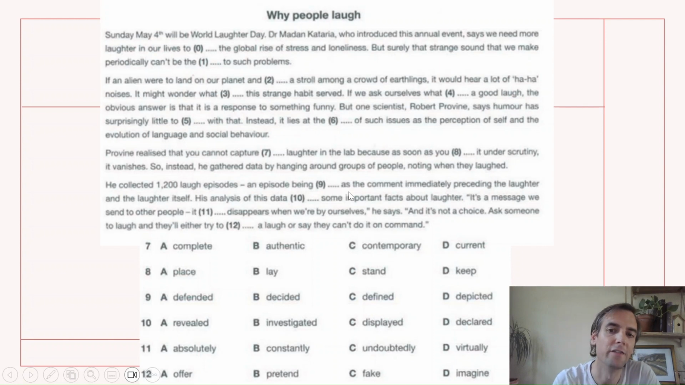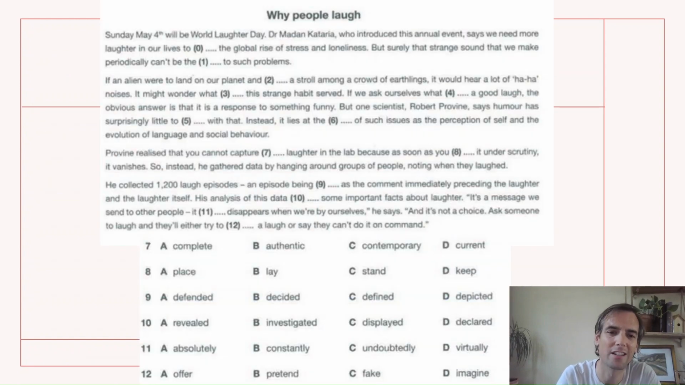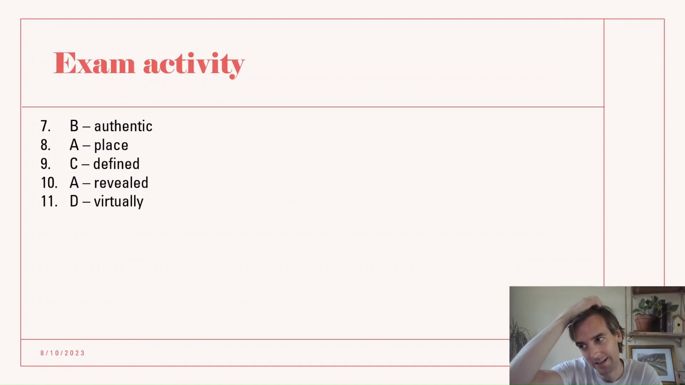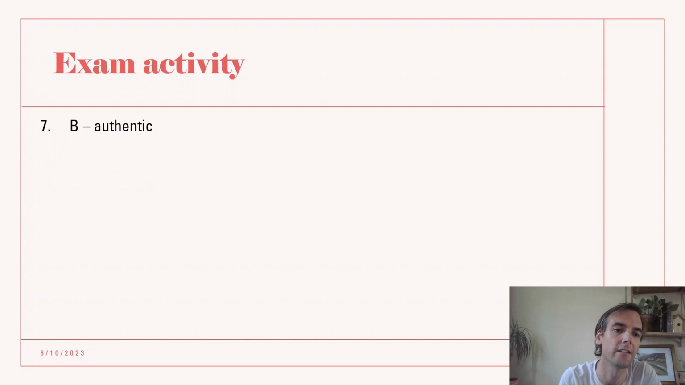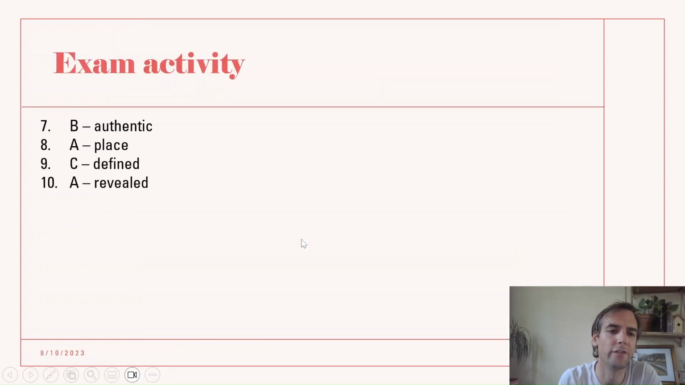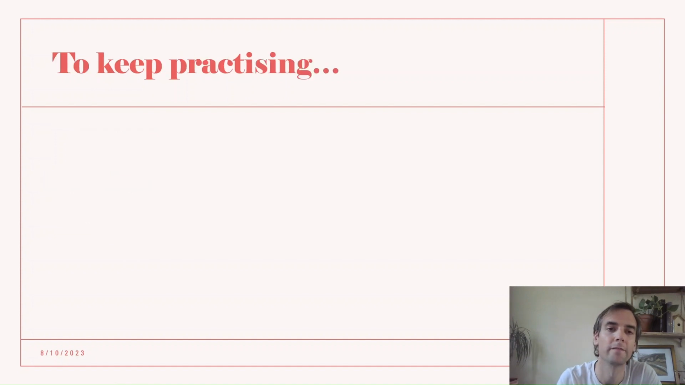An episode is defined as the comment, so that's defined. Number 10, always talking about studies and data in C1 text. The data revealed some facts. And then this laughter virtually disappears, meaning it almost all disappears. That's the meaning of virtually, almost completely. And the last one, this is a little bit similar to number 7. You would fake a laugh. The verb to fake something, you would fake a laugh.